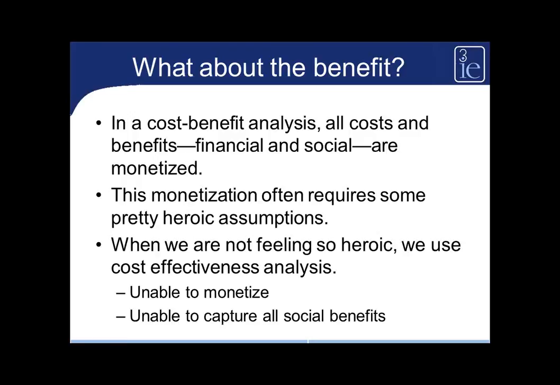So what about the benefit part then? We have marginal, we have social, what about benefit? Well, in cost-benefit analysis, the costs and the benefits, both the financial costs and benefits and the social costs and benefits, are all monetized. So first they're quantified, so we figure out a way to represent them in numbers, and then we figure out a way to transform those numbers into dollar values. That's a pretty tall order.